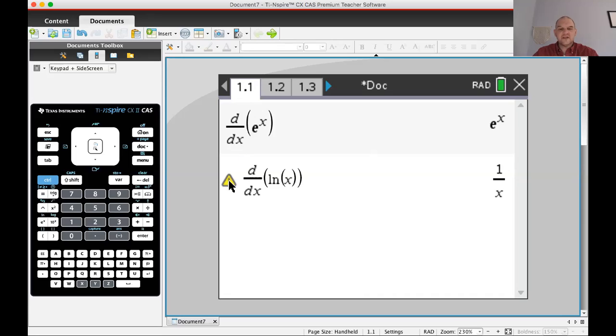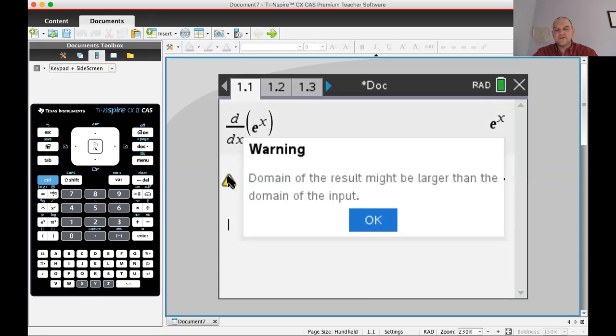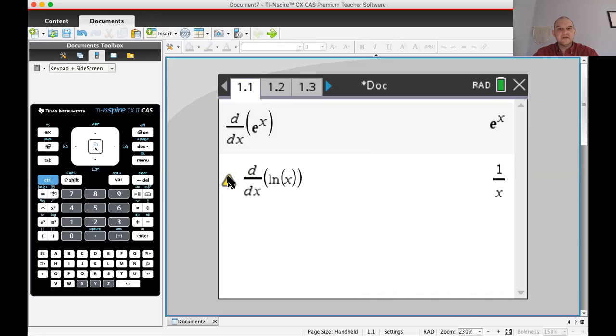So be on the lookout for that. When it claims the domain might be larger, it really might be. And the domain of the derivative of natural log of x has to be x is greater than 0. I don't really think I can force that. Maybe I can just do this. See, no warning. But why is there no warning? There's no warning because I already stipulated that x has to be greater than 0. So you have to be on your game when you think of that.